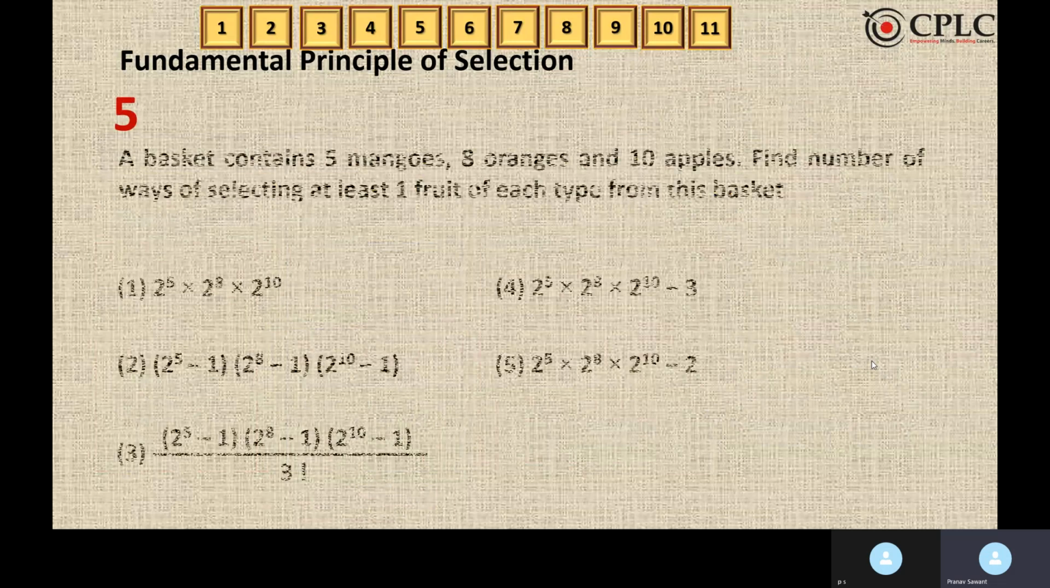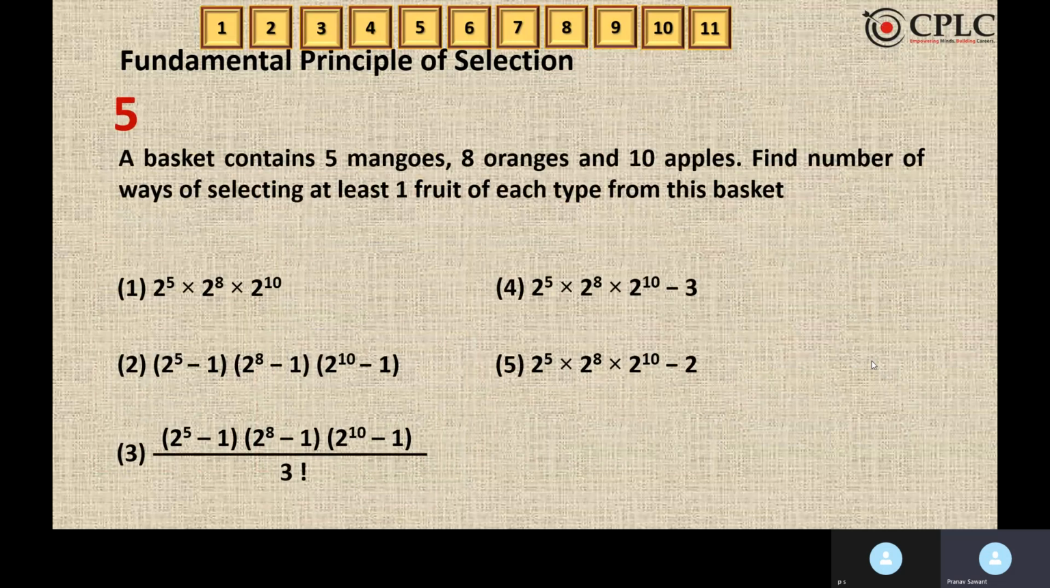Moving to the next question. A basket contains 5 mangoes, 8 oranges, and 10 apples. Find the number of ways of selecting at least one fruit of each type from the basket. Now, it says we have to select at least one fruit of each type from this basket.